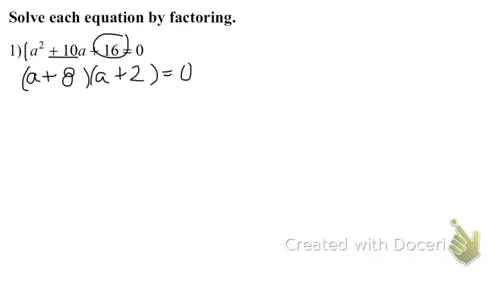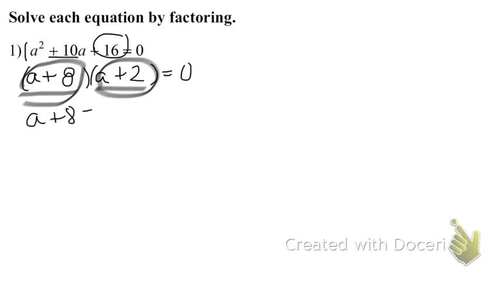Okay? And then what we do next is we say if this group times this group is equal to 0, then if either group is equal to 0, then it'll multiply to 0. In other words, set each group equal to 0, a plus 8 equals 0, and solve. And a plus 2 equal to 0, and solve. And of course, you guys got to where you did that without showing any work. Subtract 8 on both sides and you get a equals negative 8.